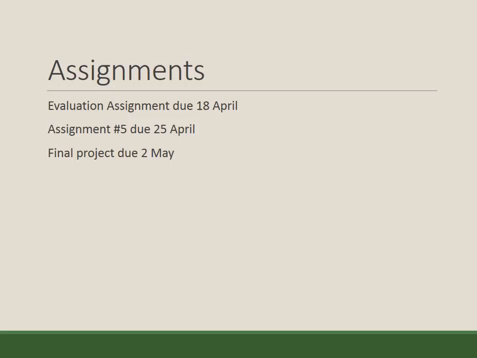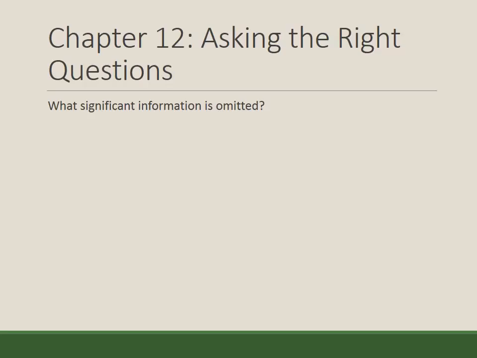This week, I think it's kind of a fun chapter. This one is about what significant information is omitted. It's kind of fun where you can sit down and make a brainstorm list of what you would expect to find in this article. And then you look at the article and you're like, I'm not seeing any of this.